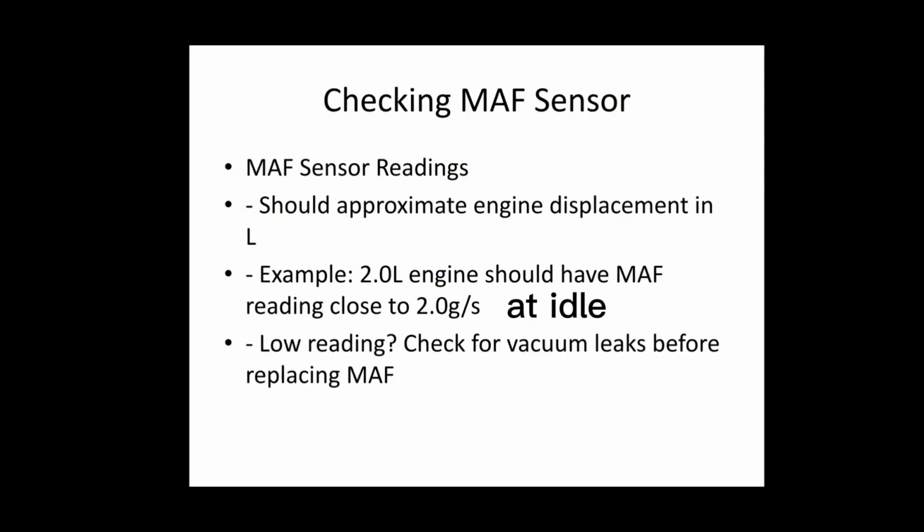The mass airflow sensor reading on your scan tool will be showing in grams per second. That number will be slightly higher than your engine displacement in liters. So if you've got a 2.0 liter engine, expect that reading to be 2.0 to 2.2. If you've got a 3.3 liter engine, expect that reading to be 3.3 to 3.5 grams per second. That would be a normal reading. If that reading is low, please check for vacuum leaks before replacing the mass airflow sensor.